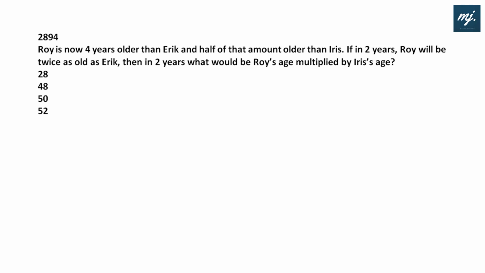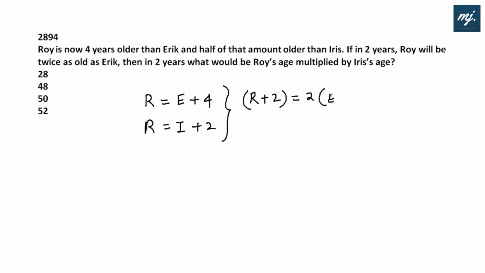Roy is now 4 years older than Eric. So Roy's age is Eric plus 4. And half of that amount older than Iris. Roy is Iris plus 2. After 2 years, Roy's age would be R plus 2, and he will be twice as old as Eric, and Eric will also be 2 years older after 2 years.